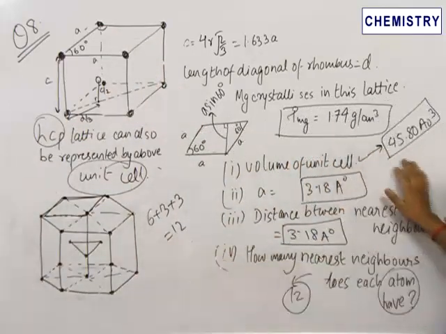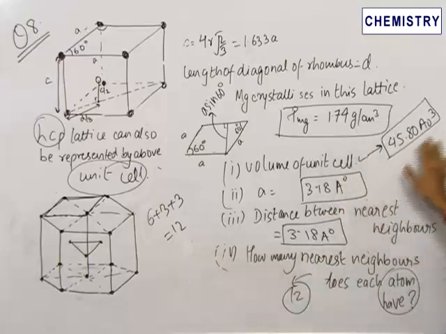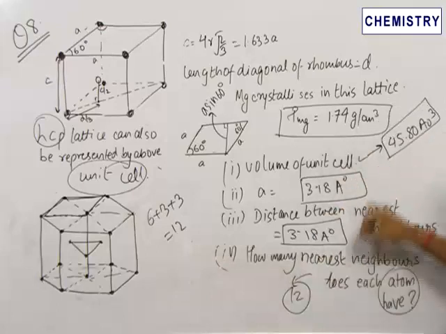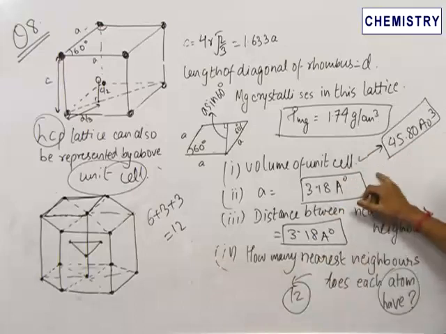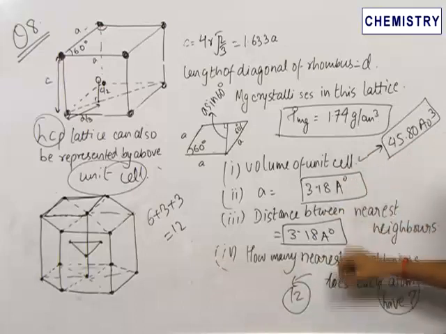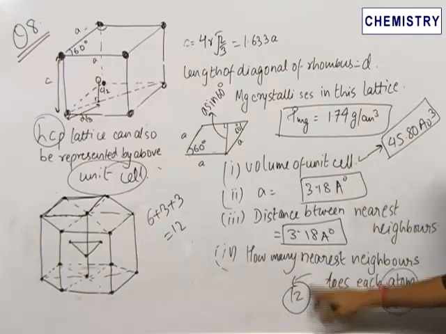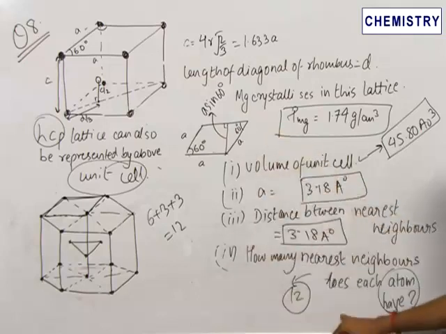So our final answer comes out to be: the volume of the unit cell is 45.80 angstrom cube. The unit cell length is 3.18 angstrom. The distance between nearest neighbors is again 3.18 angstrom, and the coordination number for this unit cell is 12.